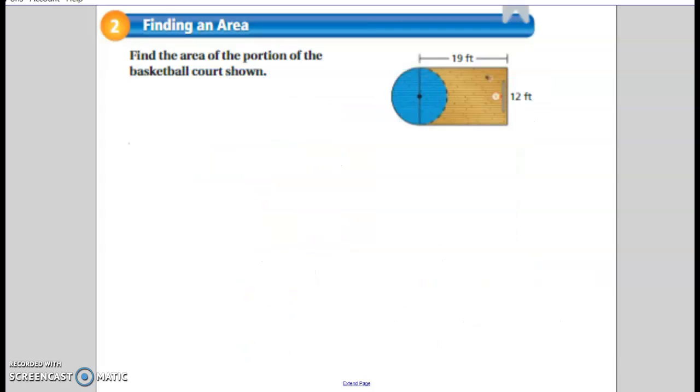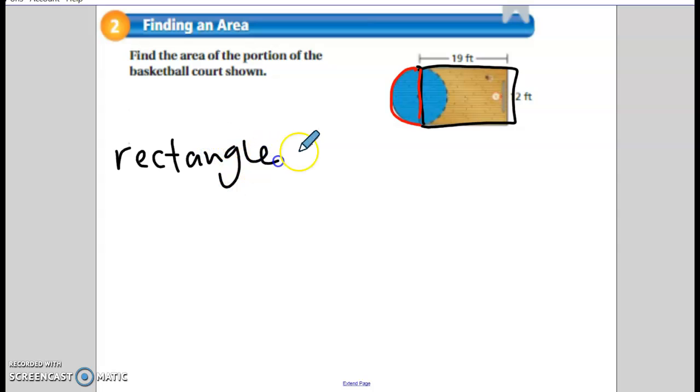Alright. Find the area of the portion of the basketball court shown below. We can do this by breaking it up into this rectangle and then this semicircle. So I've got a rectangle. Boy, I didn't mean to do that in red again. I wanted to change it to black. So here we're going to find the area of the rectangle, and here we're going to find the area of the semicircle, which remember is just going to be half of that circle.